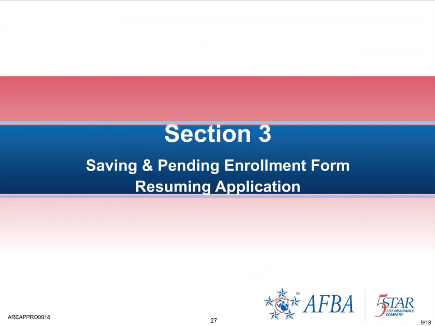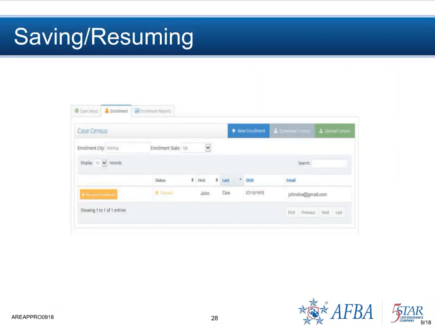Section 3 will go into the specifics of saving and pending an enrollment form. To save an enrollment form, click the Save button on the bottom left-hand corner of the screen on every step. To resume the enrollment process on a case that you've saved for later, go to the Case Census page and click Resume Enrollment.